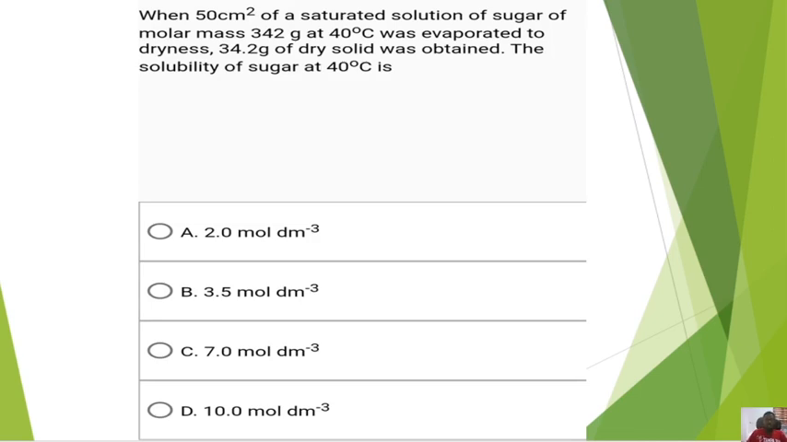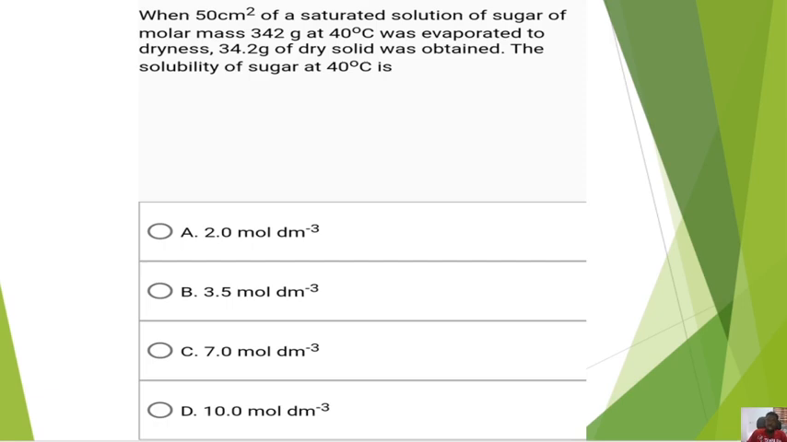Now, when 50 cm cube, that should be cm cube, not cm squared, of a saturated solution of sugar of molar mass 342 gram at 40 degrees Celsius was evaporated to dryness, 34.2 grams of the solid was obtained. The solubility of sugar at that temperature is dash. So look at your units. The unit in the question is mole per dm cube, which means we should solve with mole per dm cube.